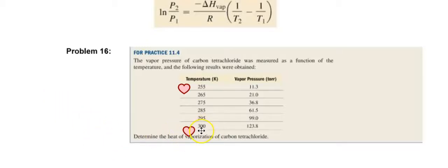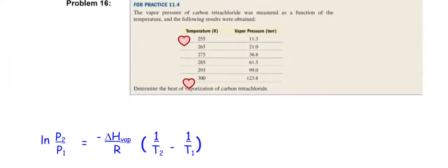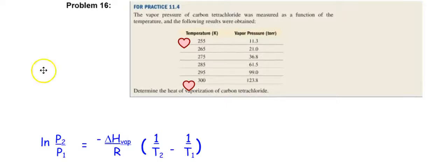So if you want 300 to be T2 and 123.8 to be P2, make sure you put those numbers. Here's my P2, that's where your 123.8 will go, and this is where your 300 will go. All right, so just make sure you are consistent where you put your numbers. So here's my equation. And like I said, I'm going to call P2 your 300 and 123.8, and I'll call P1 255 and 11.3. Okay, so again, I would label these so they remain consistent. Don't flip-flop your numbers around, okay?